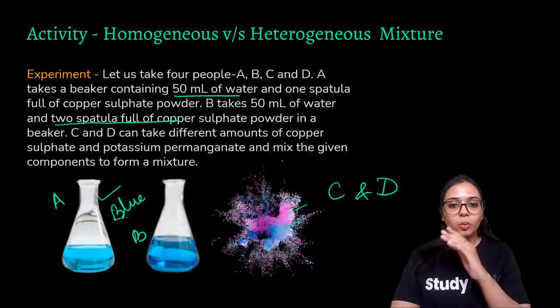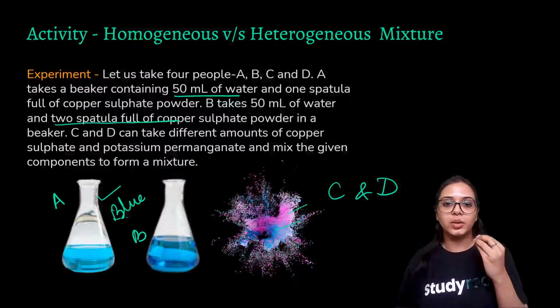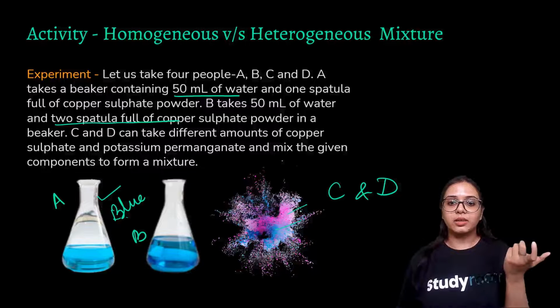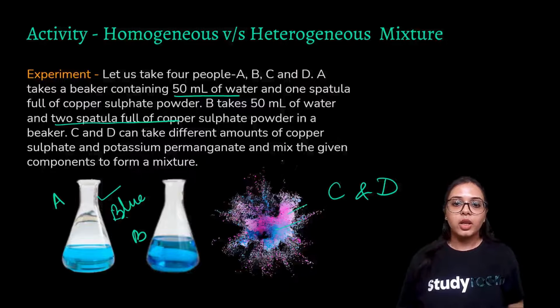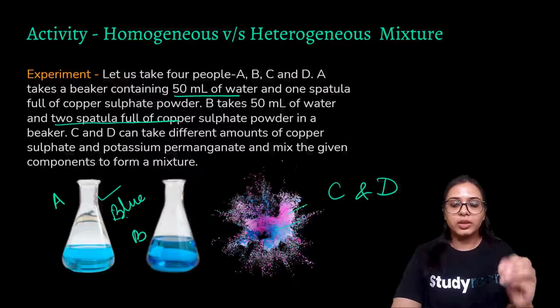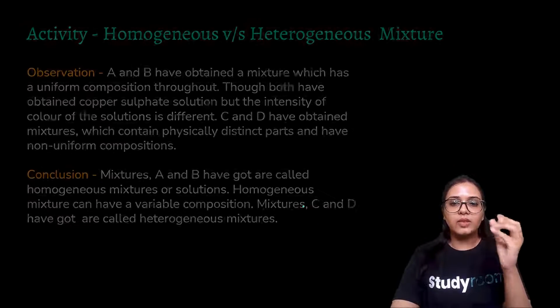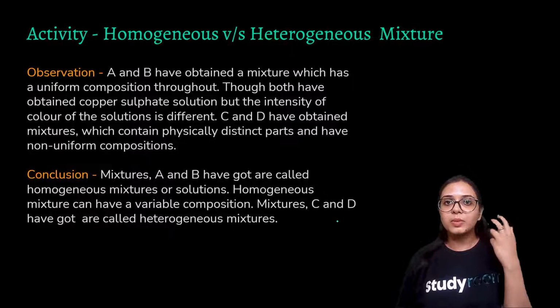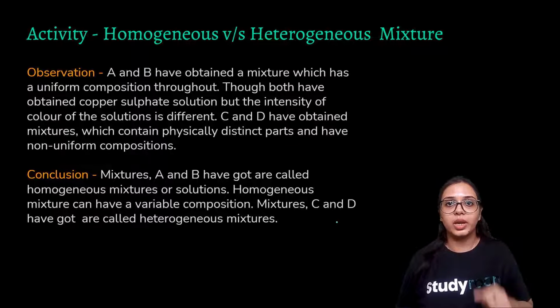But in what C and D have, you can easily determine that, oh, the blue particles must be copper sulfate. Oh, the pink particles must be potassium permanganate, right? So they have a different level of stability, and they have a different level of visibility that is perceived by the naked eye.